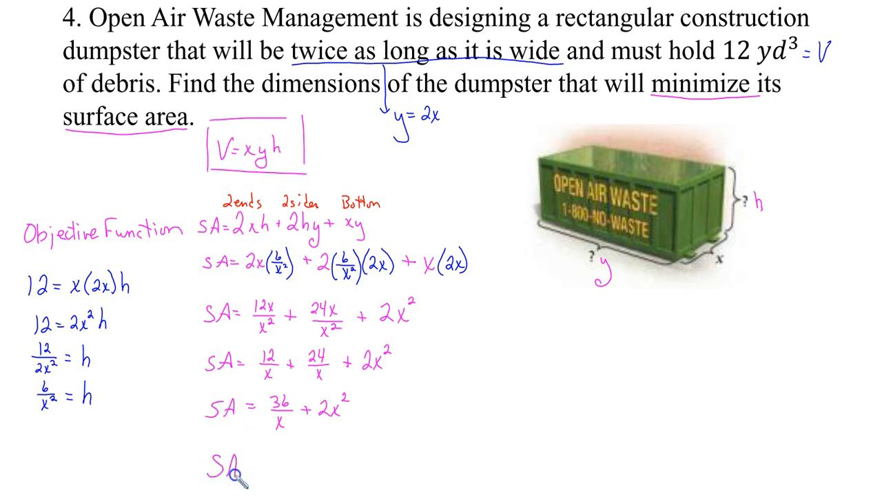So before we do anything, I'm going to write my surface area function as 36x to the negative first power, just rewriting this, plus 2x squared. This is my surface area function. This is my objective function. This is what I want to minimize. This is what I need to find the derivative of. So let's go to the next step in this process.